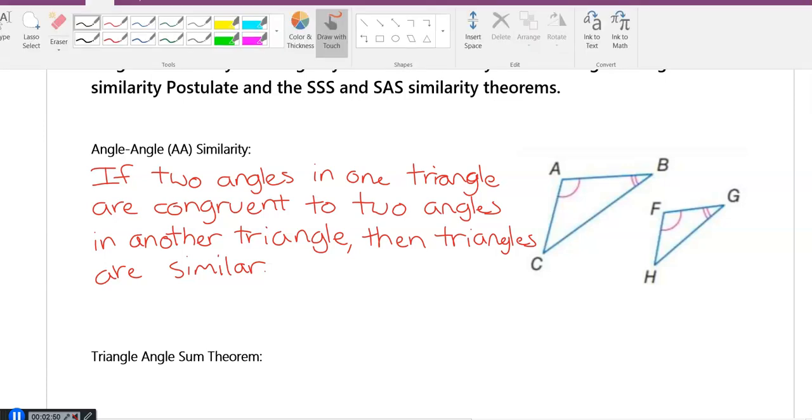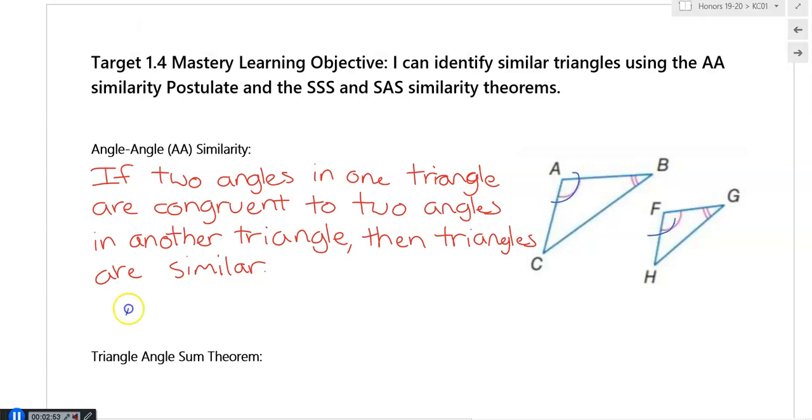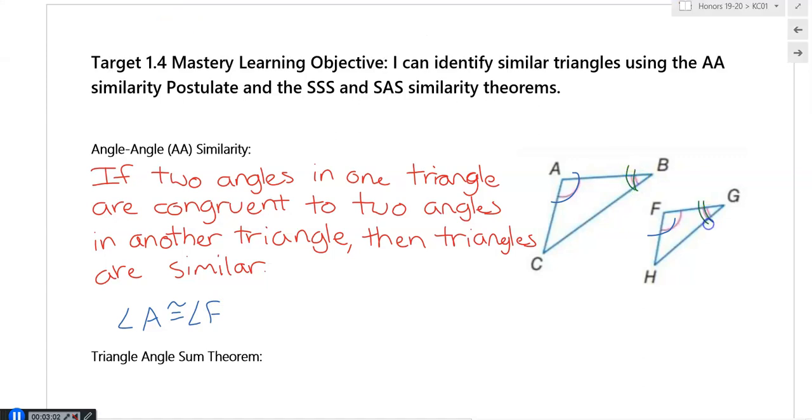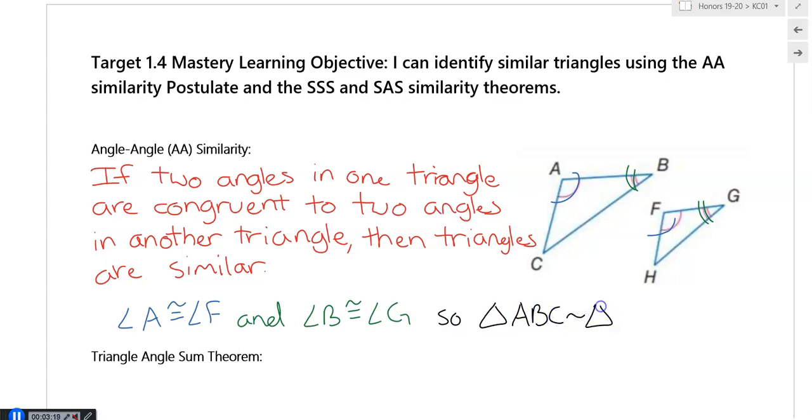So in this case, right, we have angle A and angle F. And we have angle B and angle G. So, triangle ABC is similar to triangle FGH. Okay? So again, similar to what we were doing in 1.2, but these are just shortcuts. Okay.